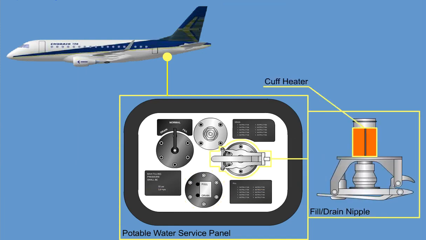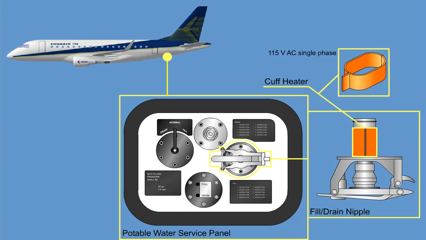A cuff heater is installed on the fill-drain nipple to prevent clogging of the line from residual water freezing. The heater is an electrothermal device made of silicone elastomer, which operates on 115 volt AC single phase from the AC ground service bus. A self-regulating thermostat within the heater maintains the temperature above 38 degrees Celsius, 100 Fahrenheit.